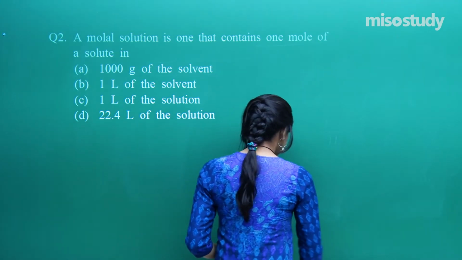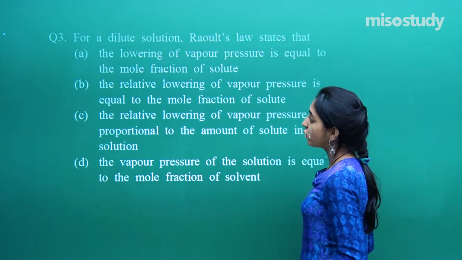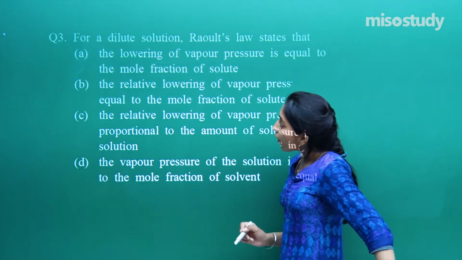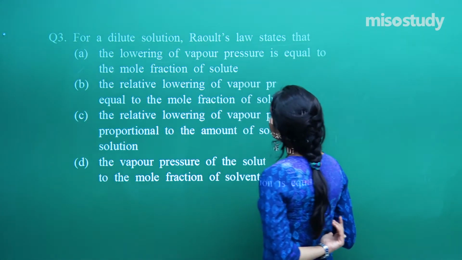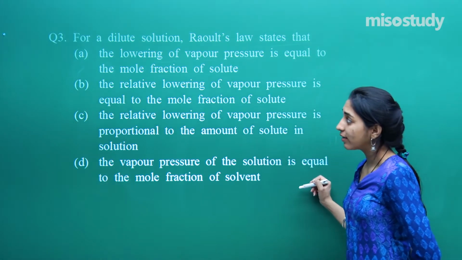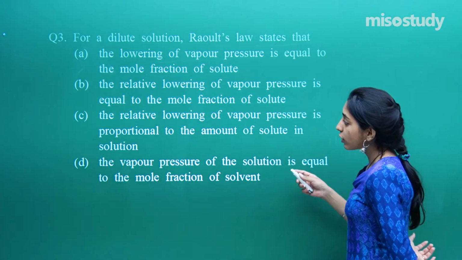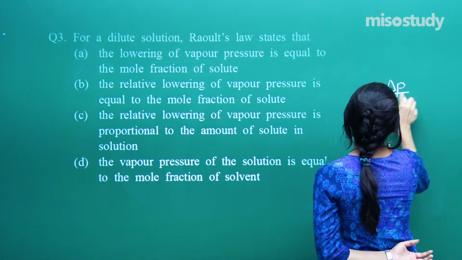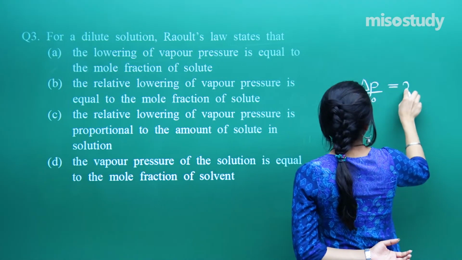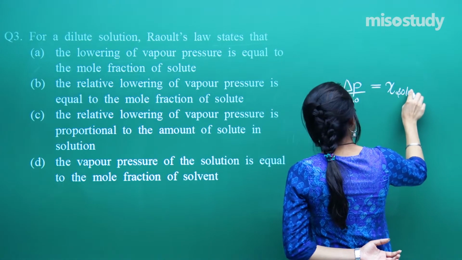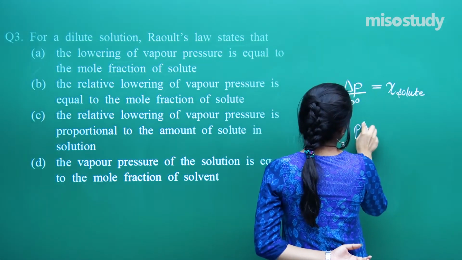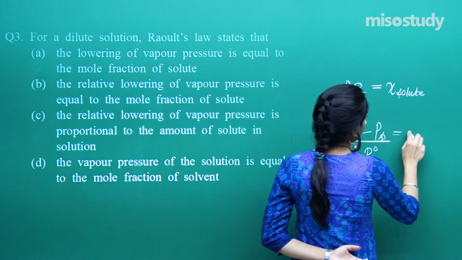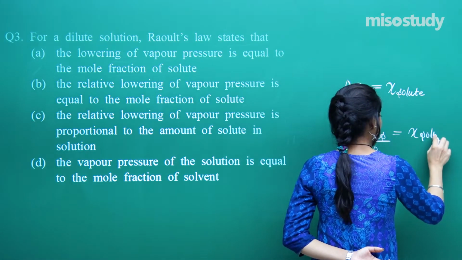Now having done with this particular question, let us move on to our question number 3. Question number 3 says, for a dilute solution, the Raoult's law states that. So what is Raoult's law? He is talking about relative lowering, right? You know that relative lowering of vapor pressure is equal to mole fraction of the solute. That means P naught minus P of solution divided by P naught is equal to mole fraction of solute.